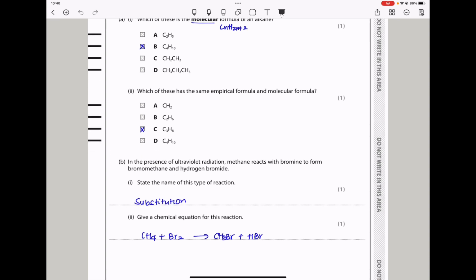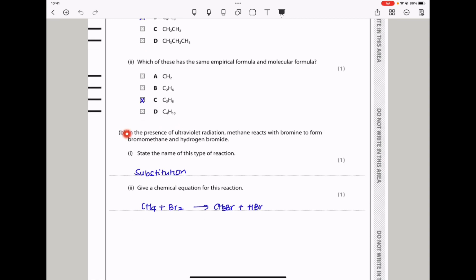Next they say, which of these has the same empirical formula and molecular formula? An empirical formula is the smallest whole number ratio of all the atoms within a specific substance or compound. However, for the empirical formula and molecular formula to be the same, it means we cannot find another whole number ratio except the molecular formula. So this is an alkane, and we can see we can have CH3, so that's out. The only possible answer is going to be this. You cannot divide this further to get a whole number ratio of these elements within that compound.